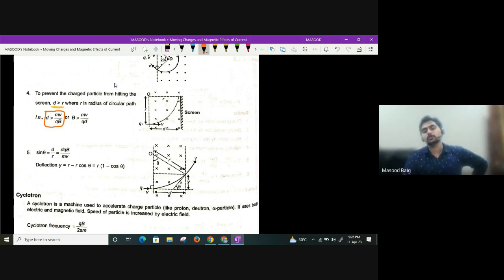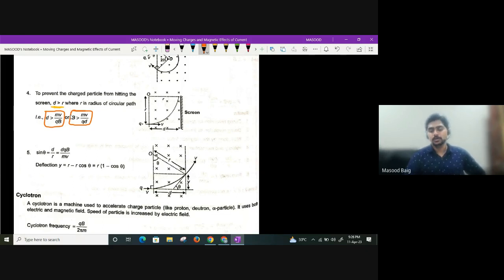So when will it not hit the screen? If the distance or width of the magnetic field is how much? More than radius, which is mv by qB. Or I can also write the strength of the magnetic field should be greater than mv divided by qd. Clear, all of you?